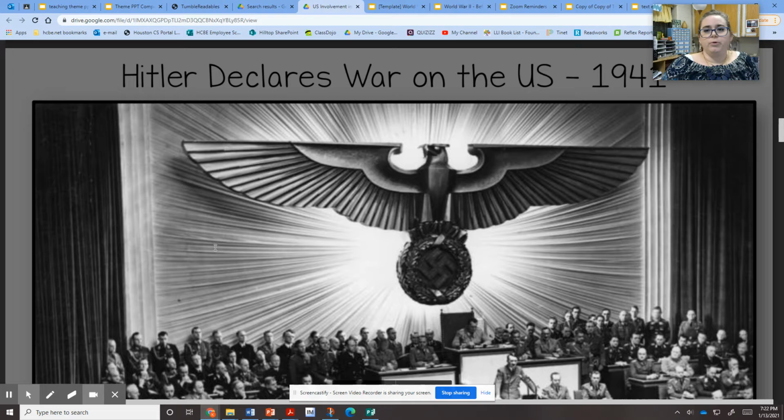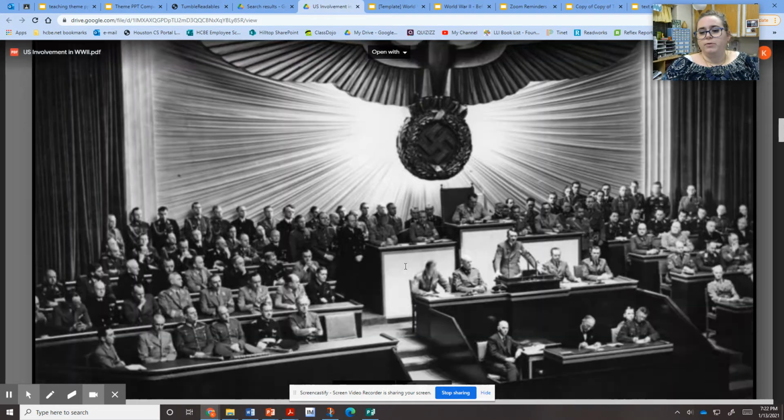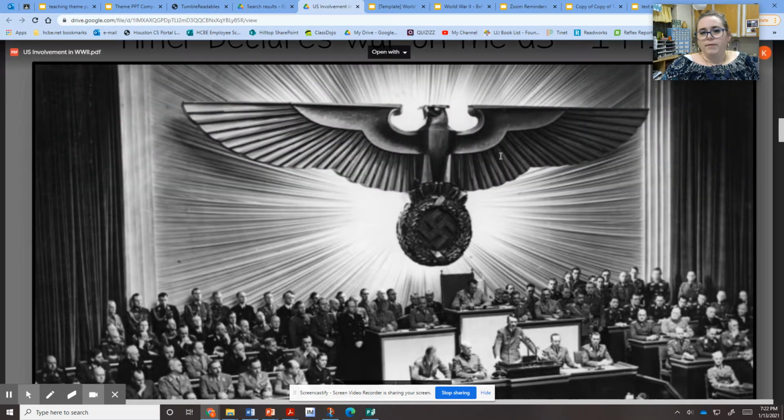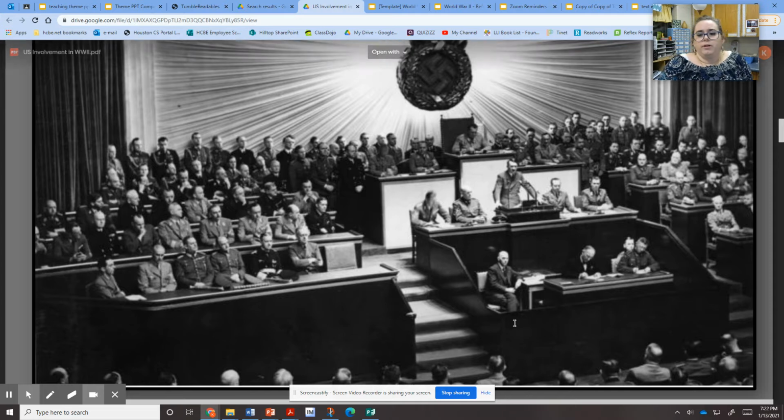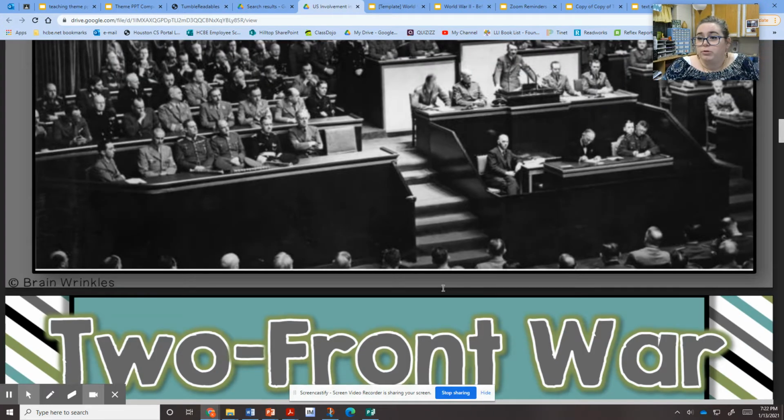Hitler declares war on the U.S. in 1941. Here he is. See, there's this big bird, and you see the Nazi symbol, and all of these people were Hitler supporters. And if you look by how they're dressed, most of them are military, which is how he was able to keep people under his control.